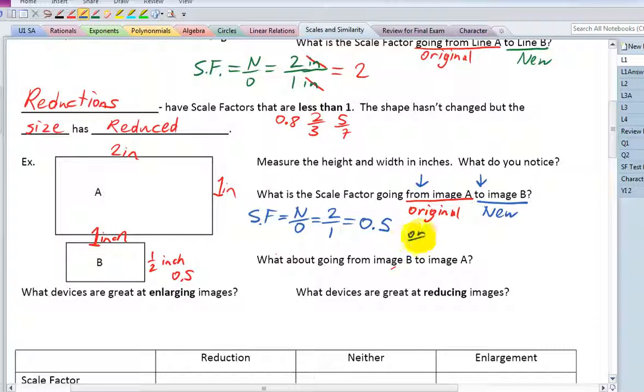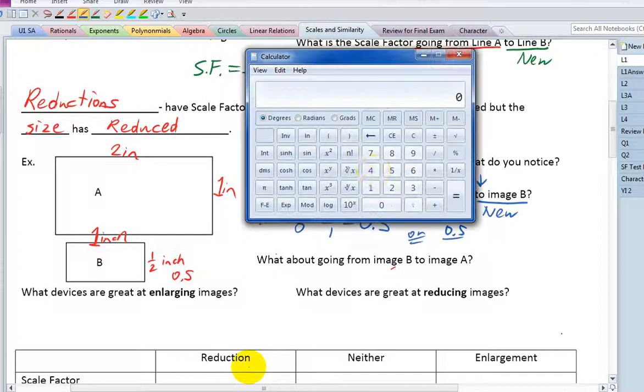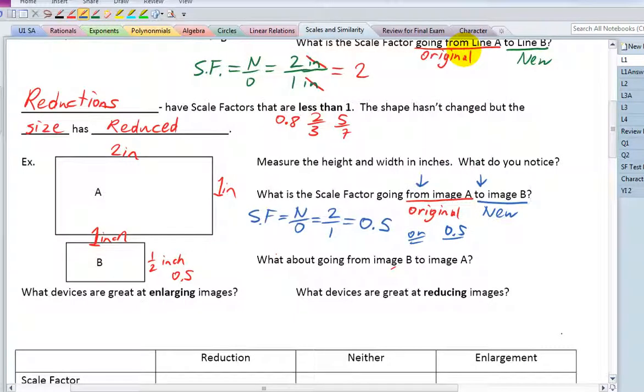Or you could also, of course, go 1 divided by 0.5, which still equals 0.5. Sorry, I got that wrong. 0.5 divided by 1. Oh my goodness, I wrote. Hold up, stand by. Mr. Barker needs a calculator. Okay, wait, what do we do? Oh my goodness gracious. Image B.